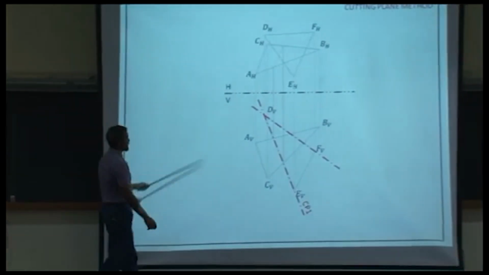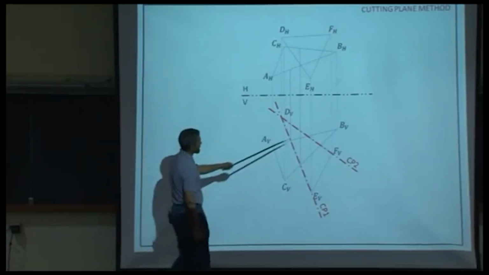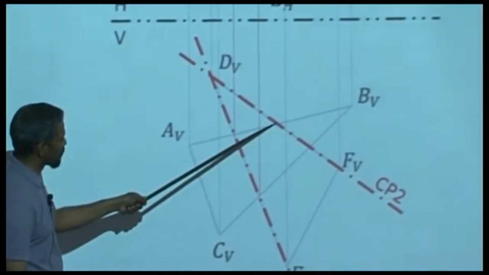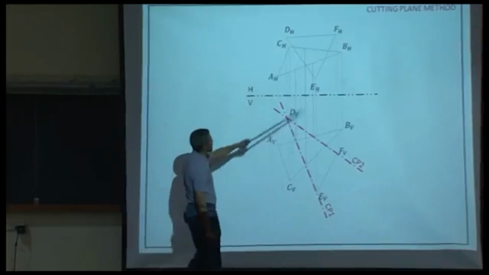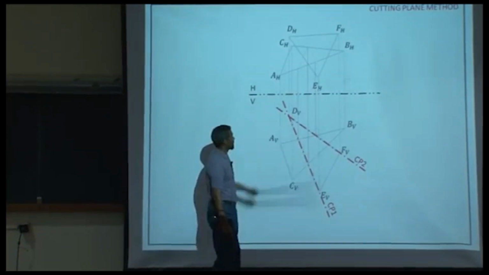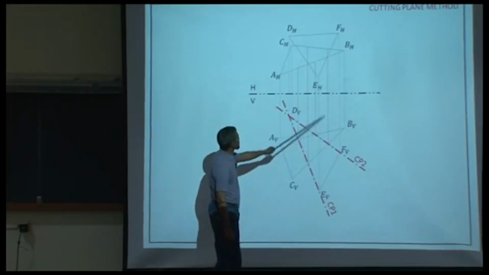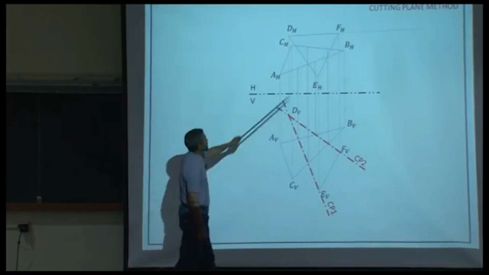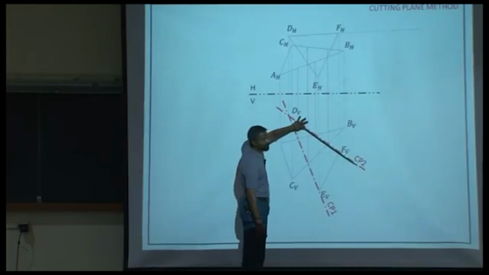Take another plane. That plane passes through DF. Let me call this CP2. This plane is going to be intersecting ABC at this point and this point. So this point lies on AB, this point lies on BC. Project this point up on AB, lies over here. Project the other point from here, lies on BC. This would be the line of intersection between the plane ABC and the imaginary plane CP2.